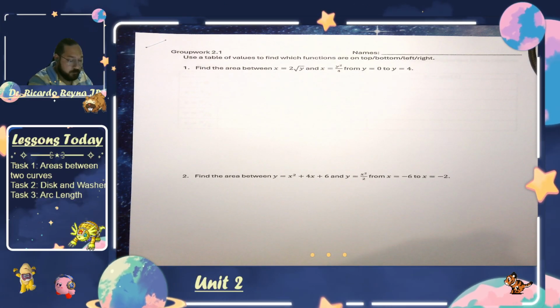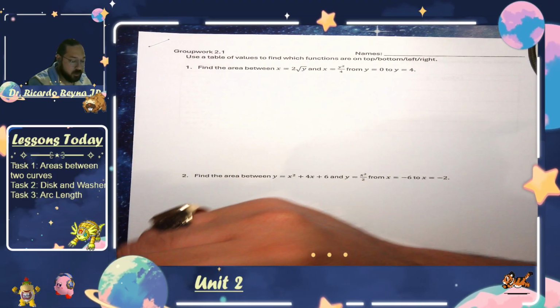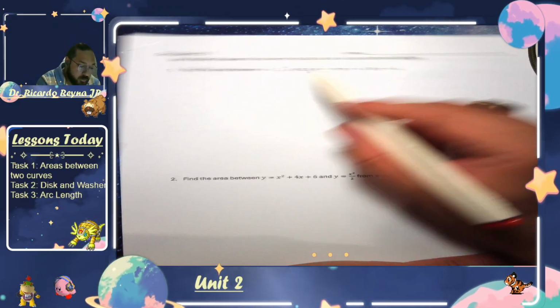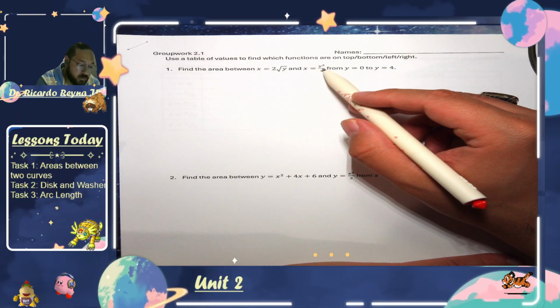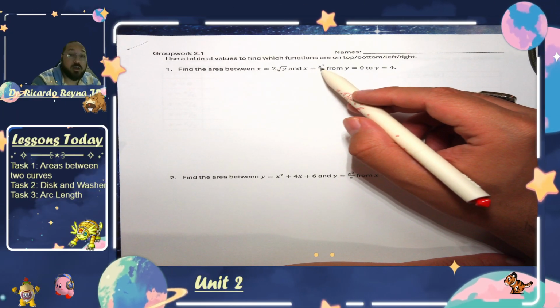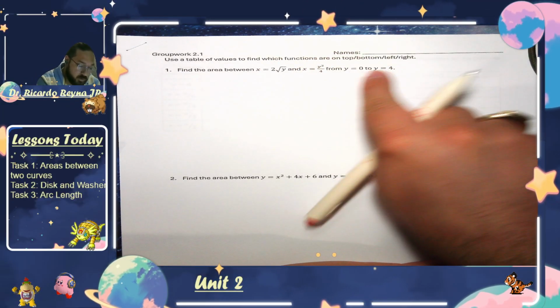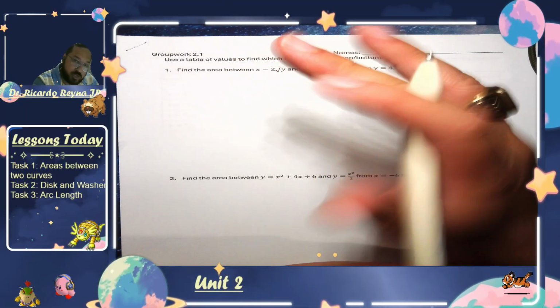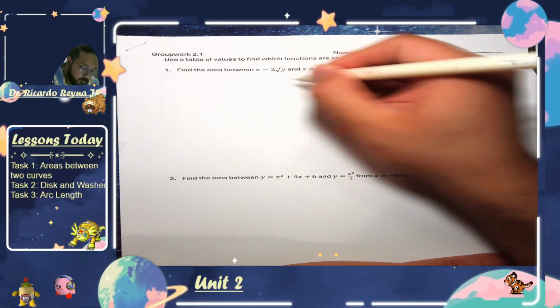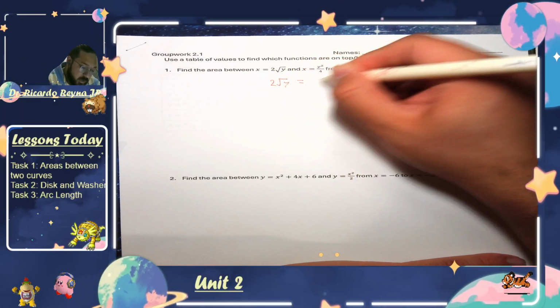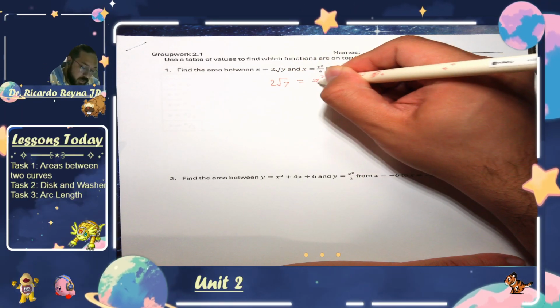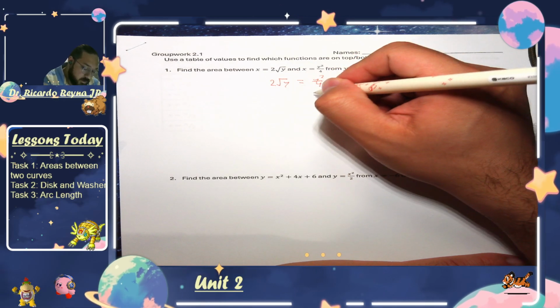Okay, so let's read the first one. It says find the area between x equals 2 square root of y and x equals y squared over 4. Okay, so it gives us the interval, but we want to double check this interval. So let's go ahead and write it out, and then we're going to subtract.